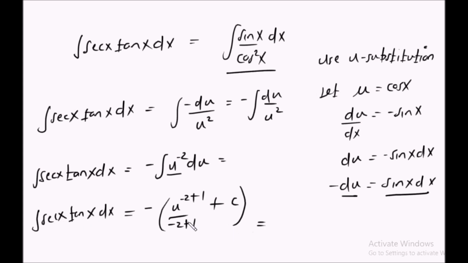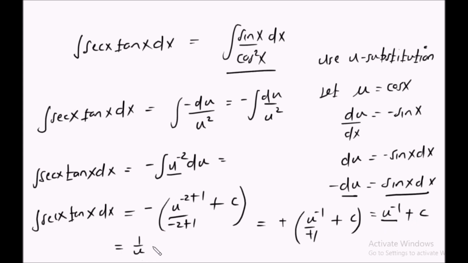So hii itakuwa sasa na nini? So we have negative hiyo ipo nje. Hapa tuna u pa negative 1 over negative 1 plus c. So nikiingiza hii negative ndani, hapa itakuwa positive. Kwa nitabaki na u pa negative 1 plus c. So of course c haijalishi, kwa nikisema negative c lakini c haijalishi. So hii pa u negative 1 maana yake nini?